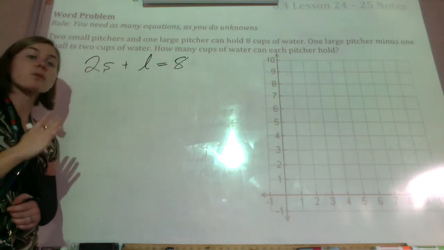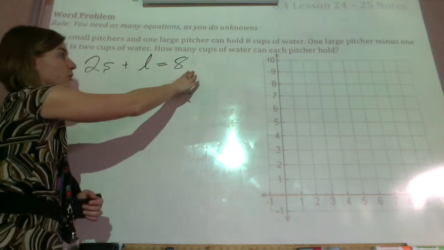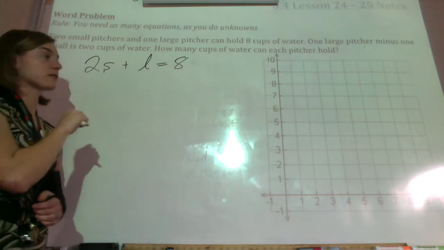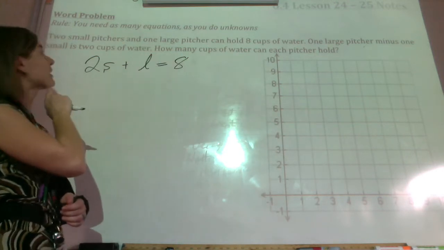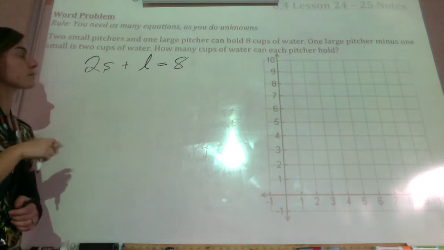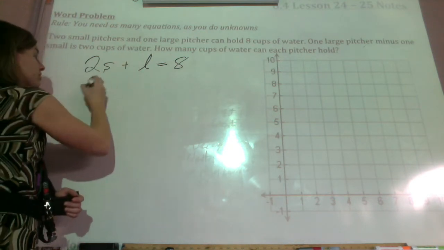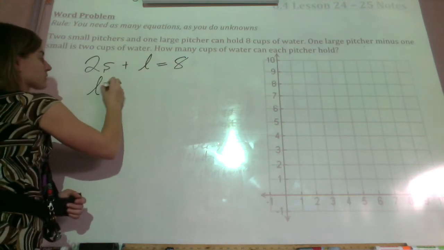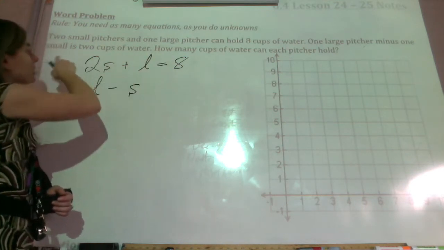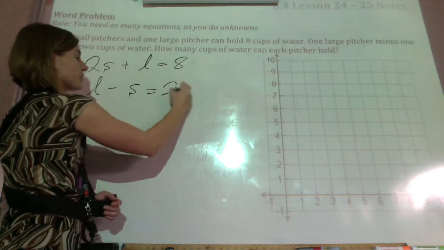All right, so we already have one equation that's equaling out our total amount of cups. Let's look at the rest of the situation. 1 large pitcher minus 1 small is 2 cups of water. Well, we can easily write an equation from that as well. 1 large pitcher, so that's a large, minus a small is 2 cups, equals 2.